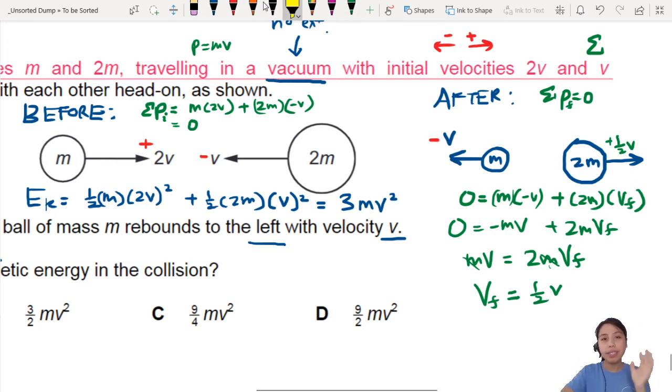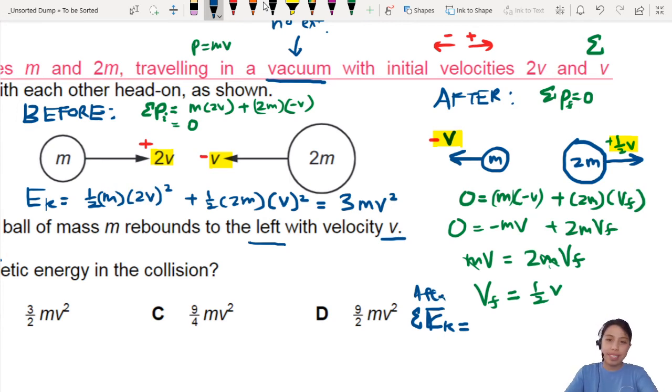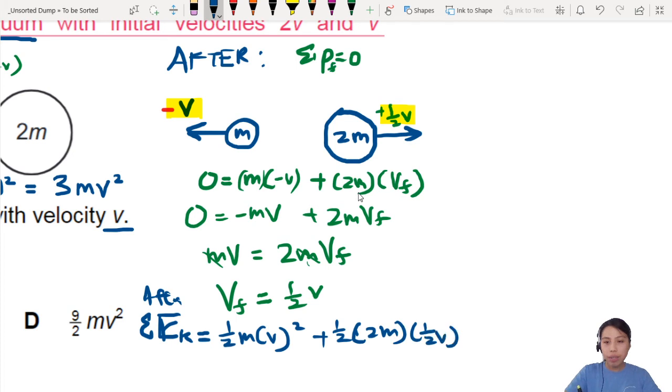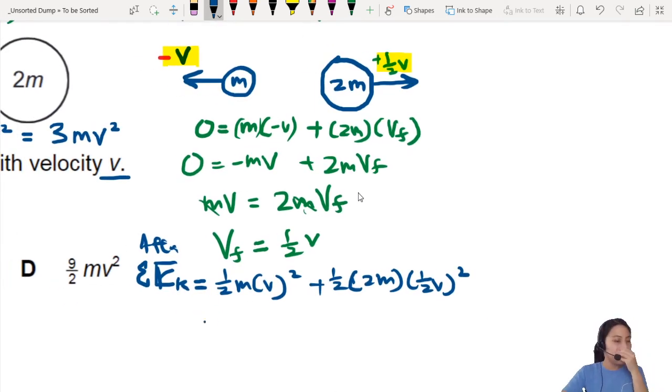So now I know the velocity of every single particle before and after. 2v, v, negative v, and half v. So I can calculate the kinetic energy also now. So my total kinetic energy after the collision will be, let's write it out here, half m times negative v squared. I don't care that it's negative, because kinetic energy is a scalar, so we don't care much about where you're moving. As long as you're moving, what speed do you have? Plus half, mass is 2m, times half v squared. Alright, what do we get for our kinetic energy after? That will be half plus half times 2 times 1 over 4 mv squared. 3 over 4 mv squared.